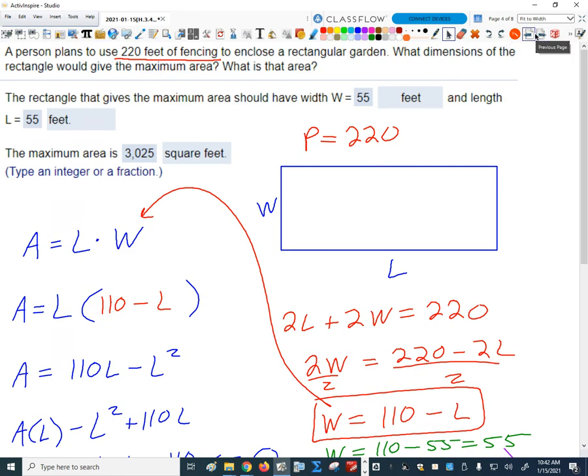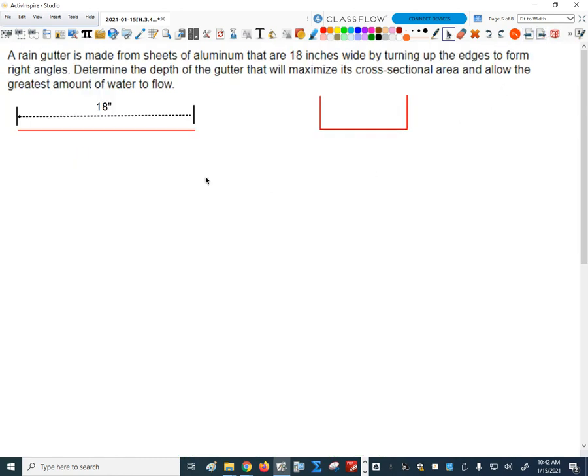How much time we got? Ooh, we're almost out of time. You know, if we need another day on this, so be it. But I want to at least get you going. Let's see if we can at least set this one up.